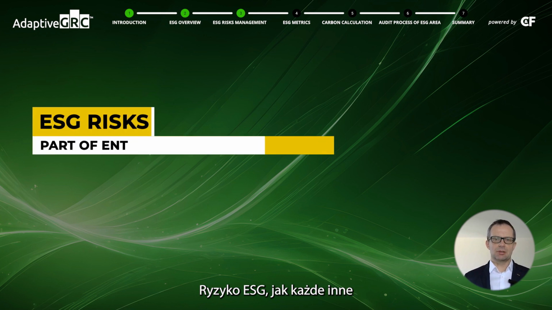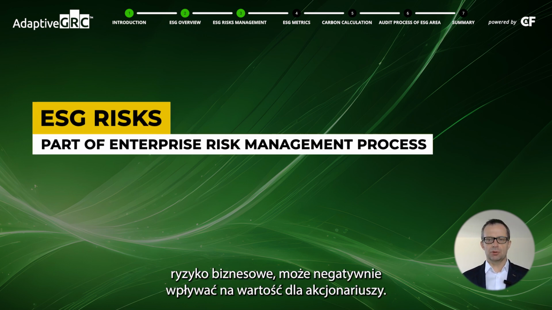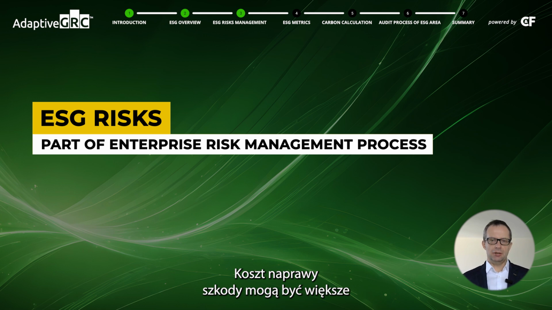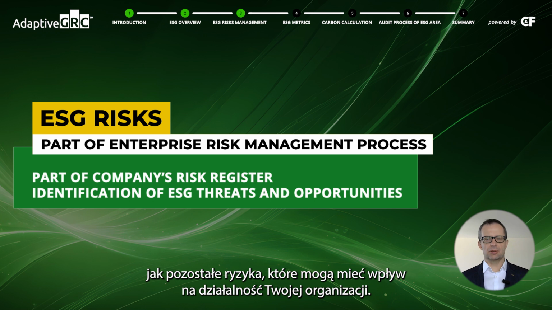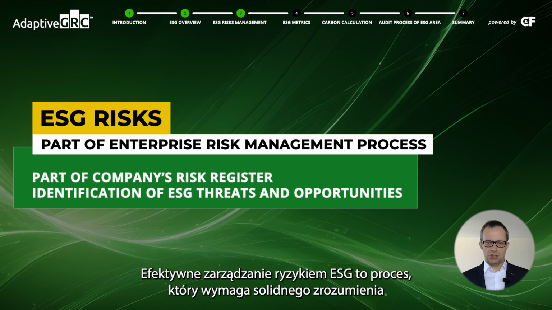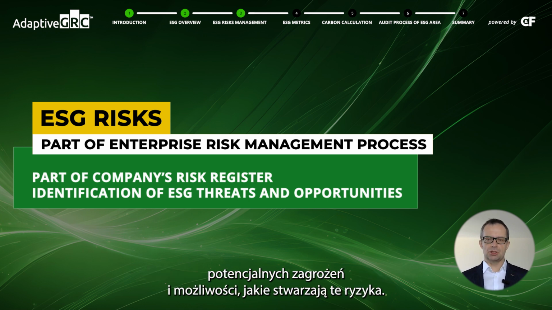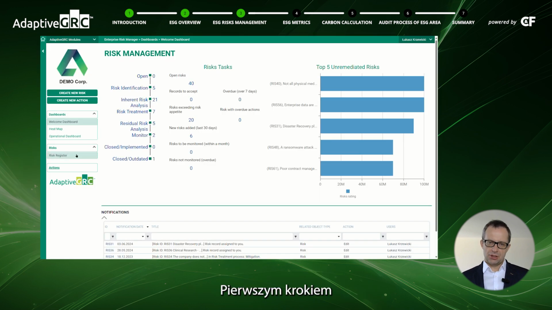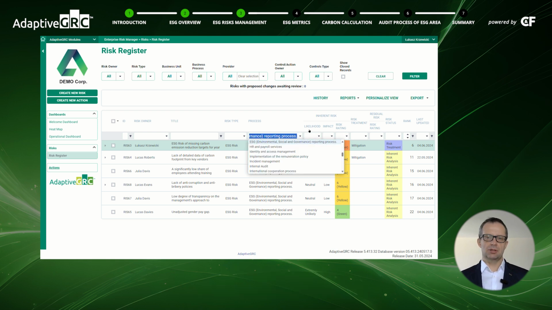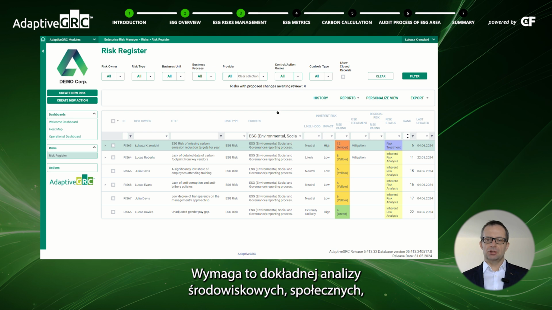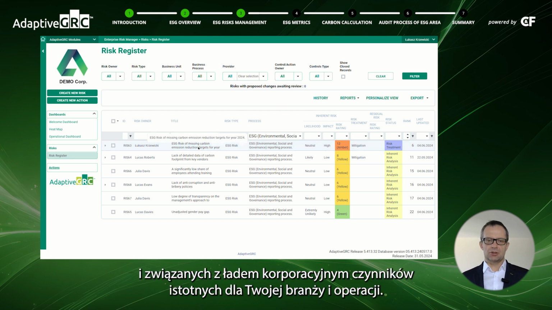ESG risks, like any other business risk, can be detrimental to shareholder value. The cost of repairing the damage can be higher than preventive measures and proactive management. So ESG risks should be included in your risk management process like any other risk that may affect your organization's activities. Effective ESG risk management is a process that requires a solid understanding of the potential threats and opportunities these risks present. The first step in ESG risk management is to identify the potential risks that the company may face.